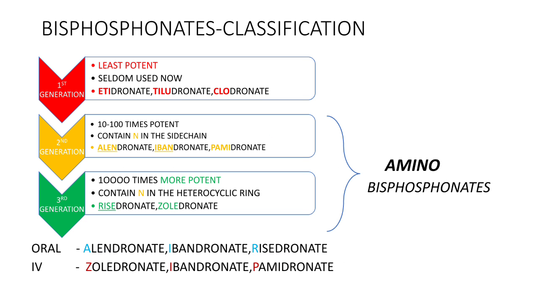Drugs used for oral use are alendronate, ibandronate and risedronate, and for IV use zoledronate, ibandronate and pamidronate are used. Zoledronate is the most potent and the longest acting drug among BPNs.